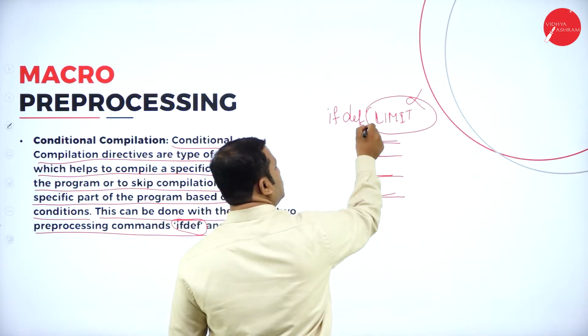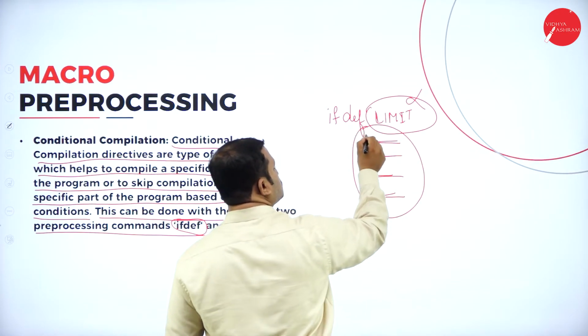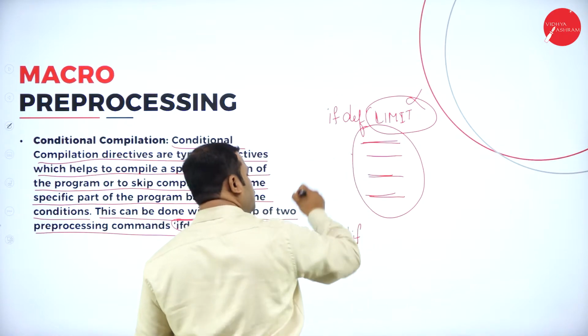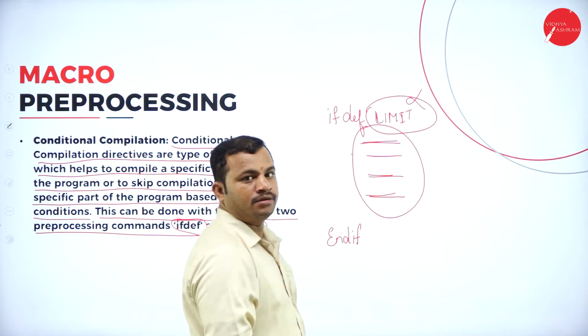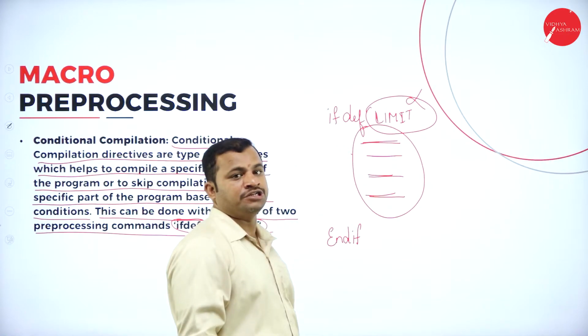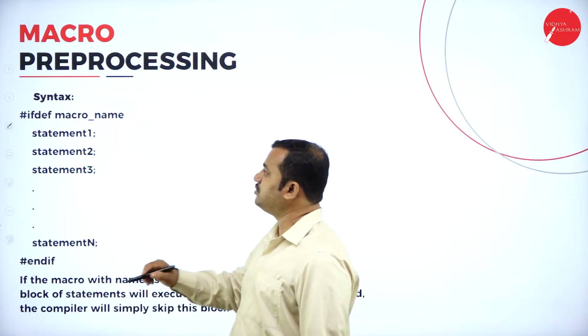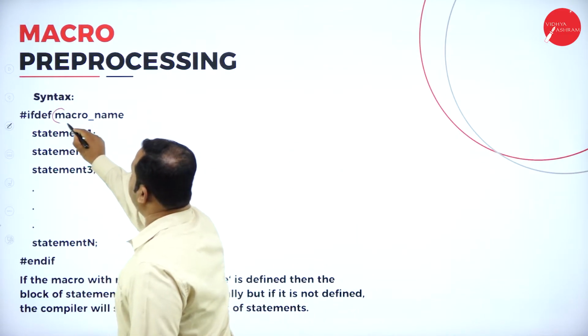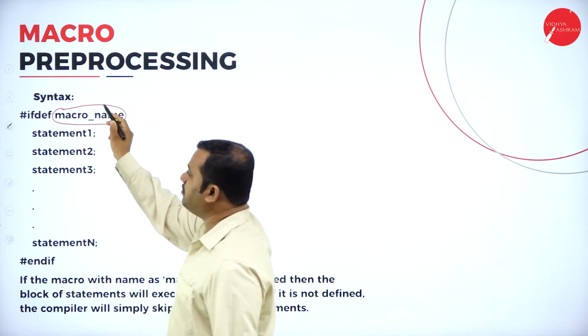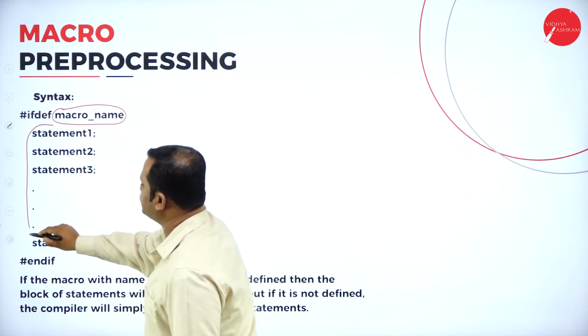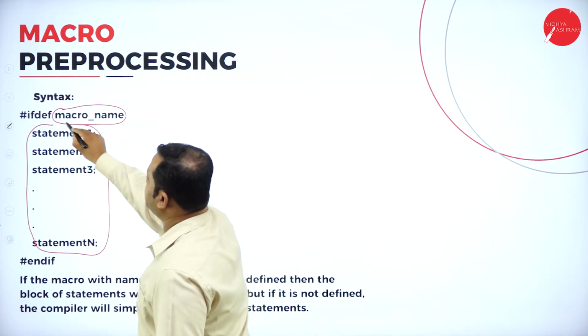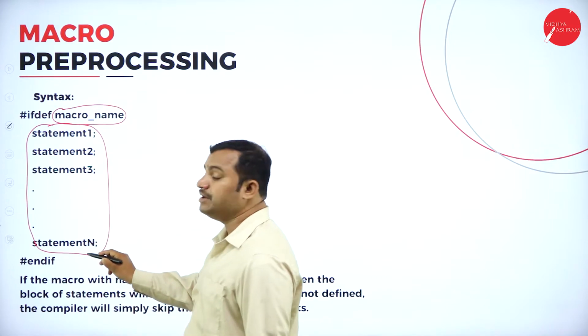That means this statement or blocks of code are placed for expansion before the actual compilation. That is how it is going to be done. If that is the case, let us see it. #ifdef, macro name, that is limit. Within that we have a set of statements here. Statement 1, statement 2, statement 3, and so on up to statement n.